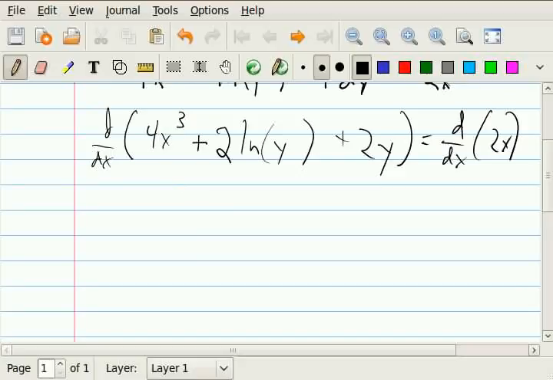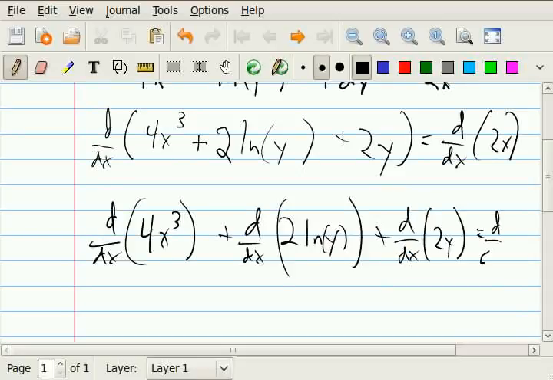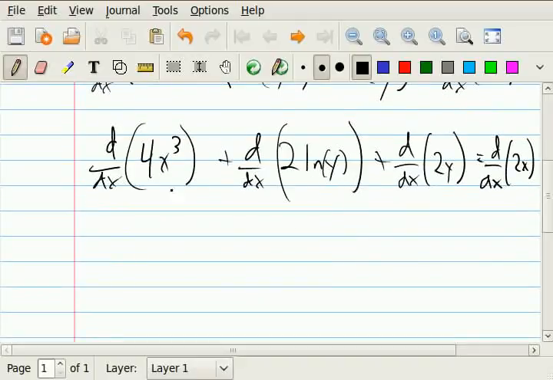So maybe I'll do that first, but then I go on to the rules of calculus. If I don't see anything else I can simplify, when I have a derivative of a sum, I can take the derivative of each term separately. So I've got the derivative of 4x cubed plus the derivative of 2 natural log of y plus the derivative of 2y equals the derivative of 2x. And again, remember we're taking the derivatives with respect to x, which is important here because we have x and y appearing in the equation.